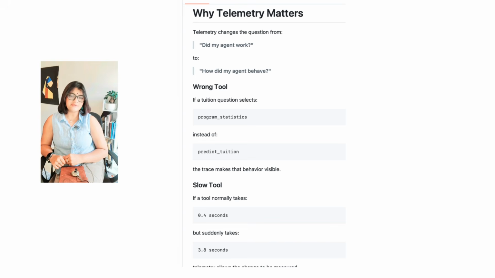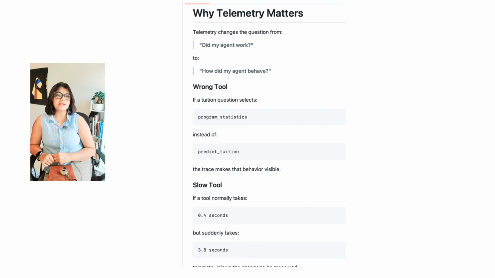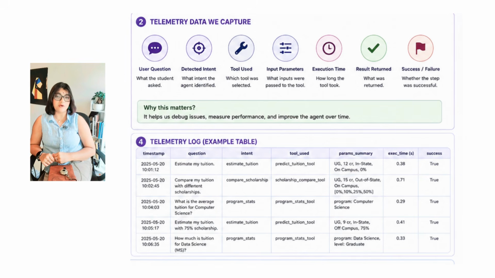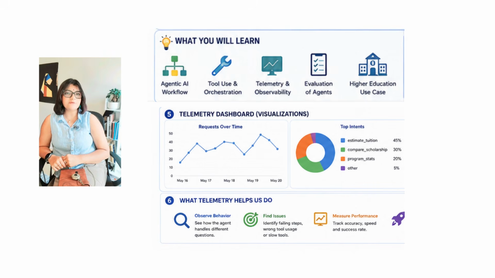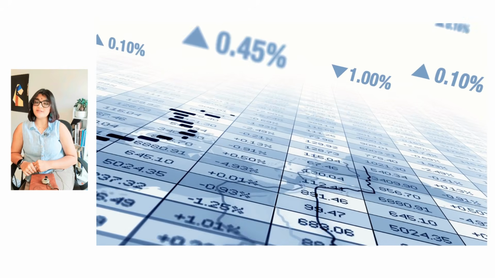Why does telemetry matter? It becomes really useful when something goes wrong, because otherwise we don't know what happened. If the agent chooses the wrong tool, I can see that and fix it. If a tool takes a very long time, I can measure which tool is taking time. If any requests start failing, I can identify where they failed. So telemetry helps me move from simply asking, "Did my agent work?" to asking, "How did my agent behave?"